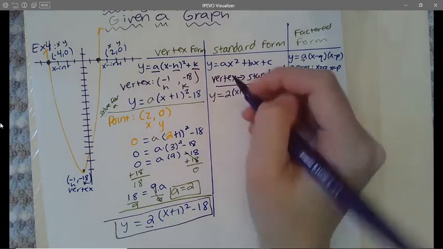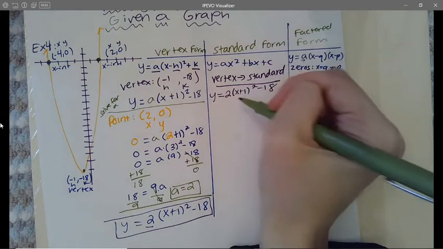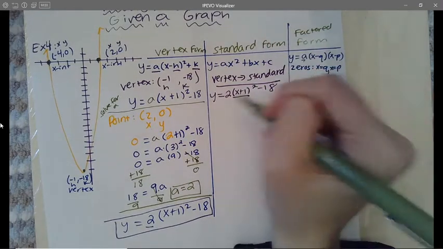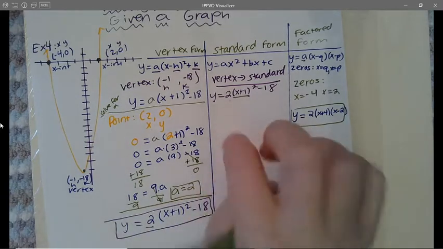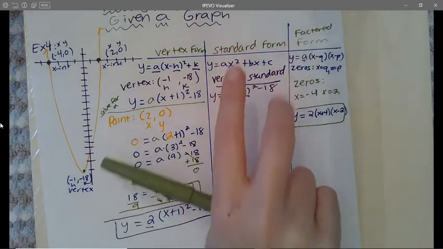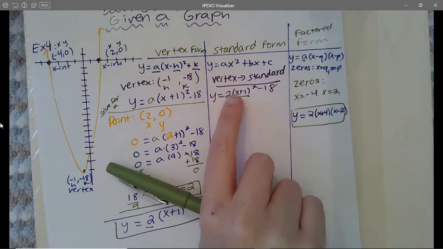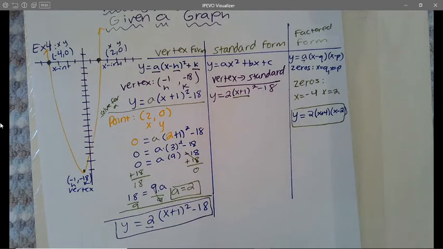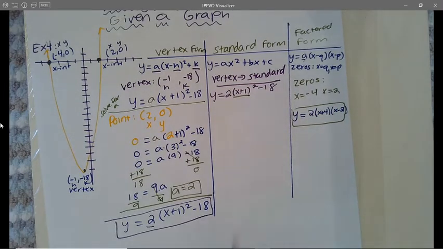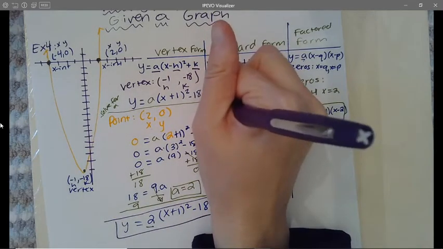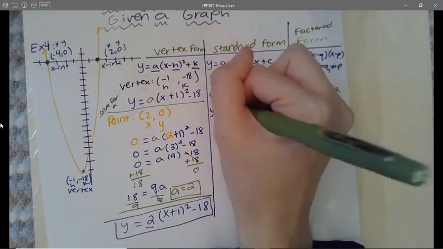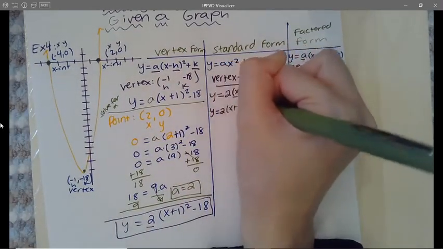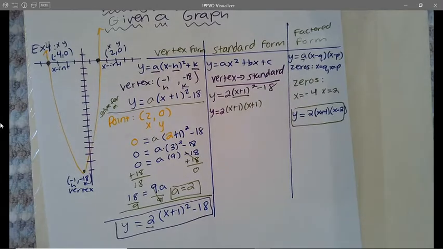Okay, so if you guys remember, if you have something that is squared, what does it mean to square a number? It means to write it 2 times. Do not say this is equal to x squared plus 1 squared. That's when the demon cats will get you. So I'm going to rewrite this twice. I'm going to say y equals 2 times x plus 1 times x plus 1. And then I'm going to bring on down the 18.